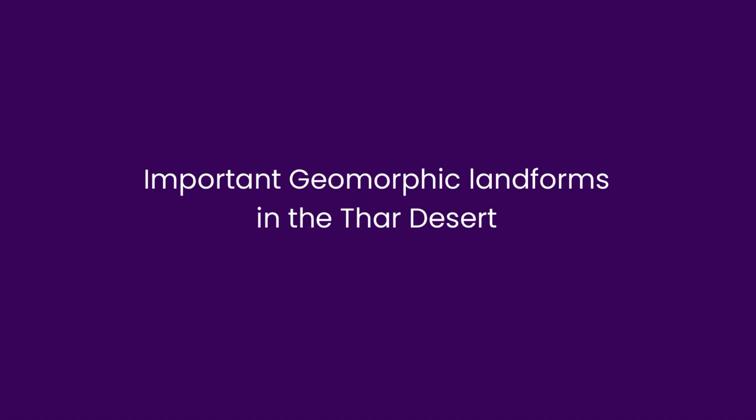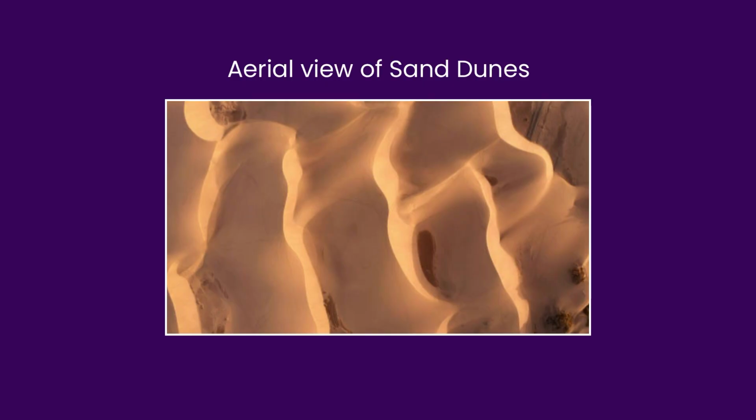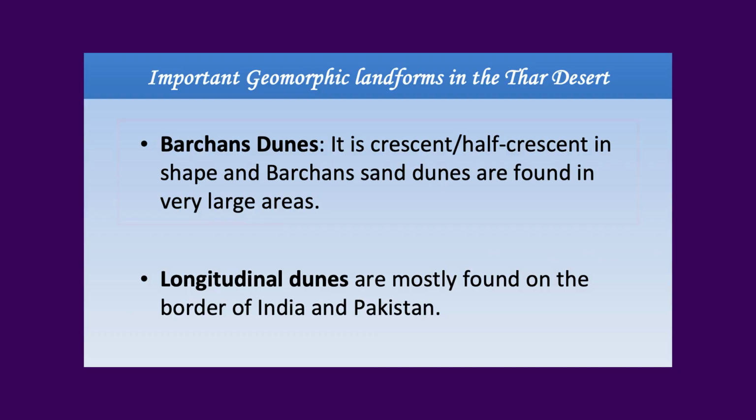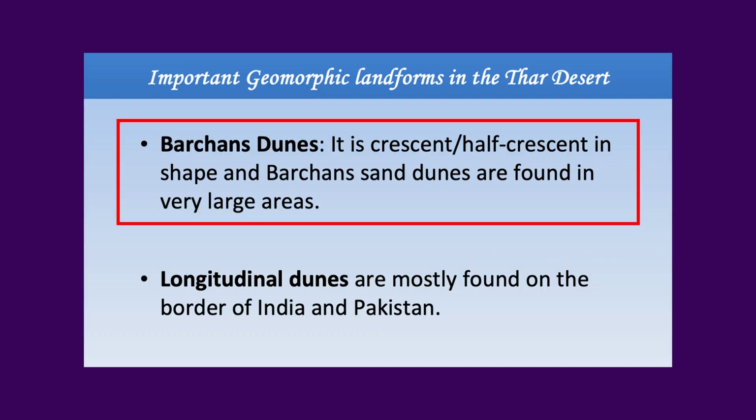Now, we will discuss the important geomorphic landforms in the Thar Desert. Most of the Thar Desert is covered by sand plains consisting of sand dunes. The dunes are constantly moving and changing shape and size. There are two types of sand dunes. The first type is Barkan dunes. It is crescent or half crescent in shape, and Barkan sand dunes are found in very large areas.